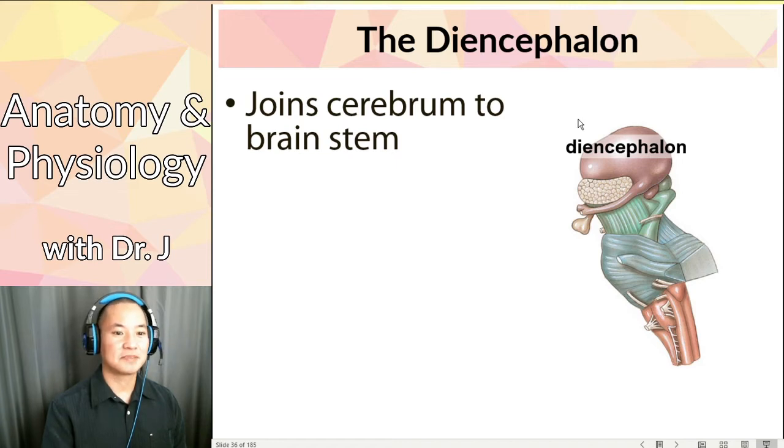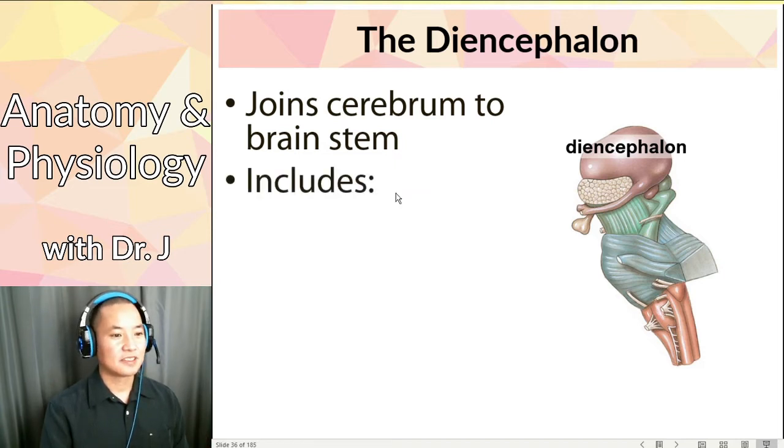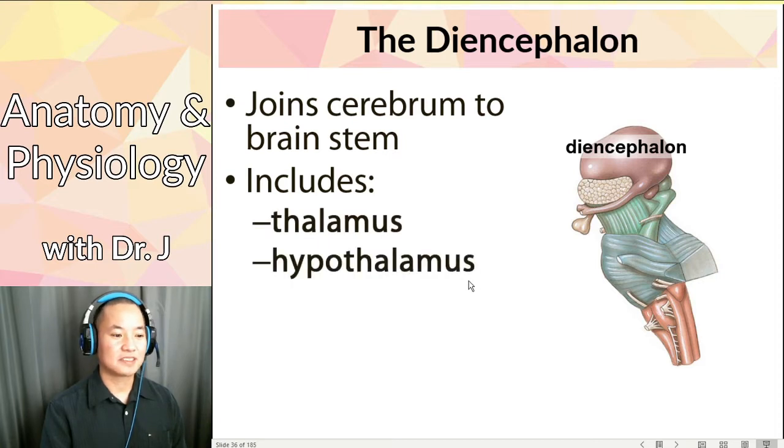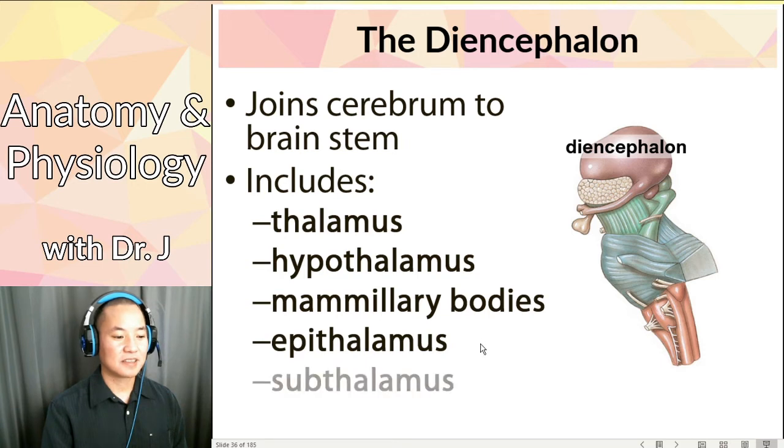So common misconception, especially if you're using the Martini book, it shows the diencephalon and the brain stem. So some people think that the diencephalon is part of the brain stem. It's actually not part of the brain stem. So the diencephalon includes things like the thalamus, the hypothalamus, the mammillary bodies, and the things called the epithalamus and subthalamus. So all of these have, except mammillary bodies, have thalamus in it. So if you see thalamus, think diencephalon.